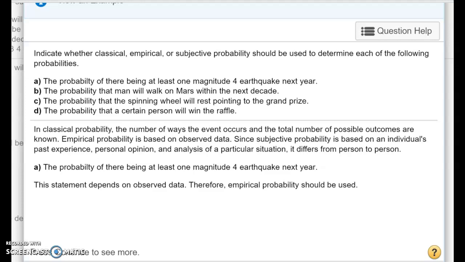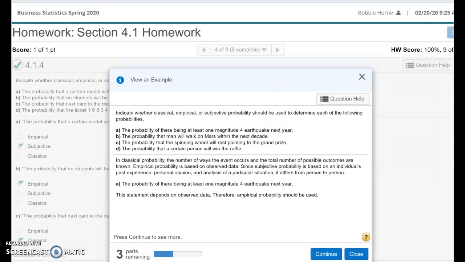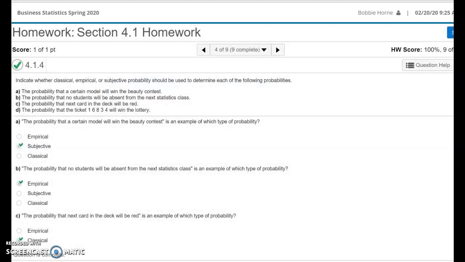And then subjective, it's very subjective if you don't have maybe the data, but you're basing it on your experience and your personal opinion. And that's going to change from one person to the next. So subjective means it's very subjective, just like the definition of the word. So with this one, be careful. Some of these can be tricky. Beauty contest, that one's pretty easy. That's very subjective, and who you may think is beautiful or should have won may be different from another person.